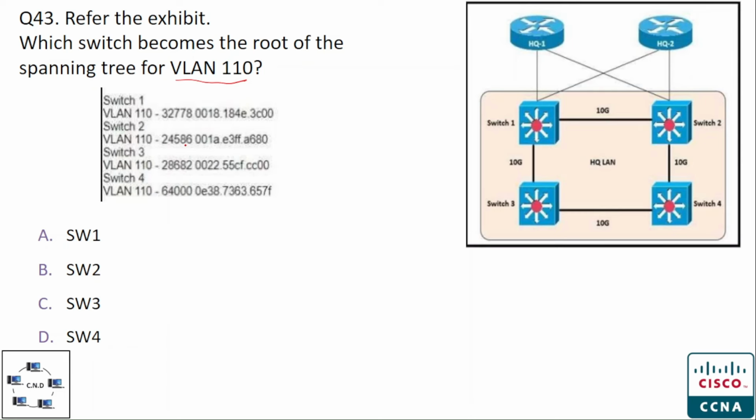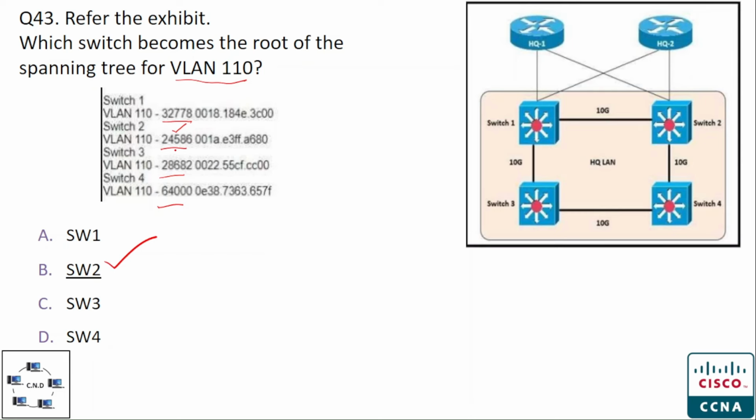Remember the criteria for the root switch: first is priority, and if the priority is the same, then the second is the MAC address. The lower the priority and the lower the MAC address of a switch, the more it qualifies to become the root switch. So here we have the priorities. The lowest priority is this one, 24576. All others have greater priorities. That's why switch 2 will qualify to become the root switch or root bridge.